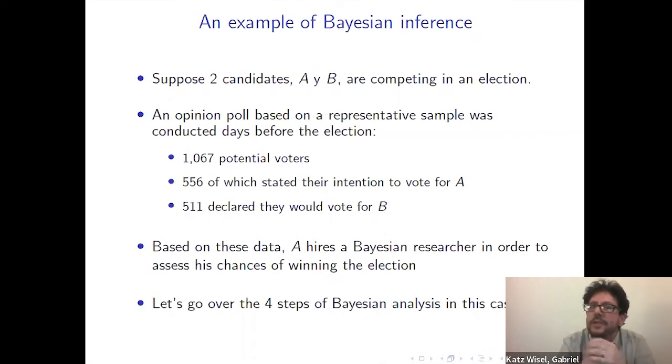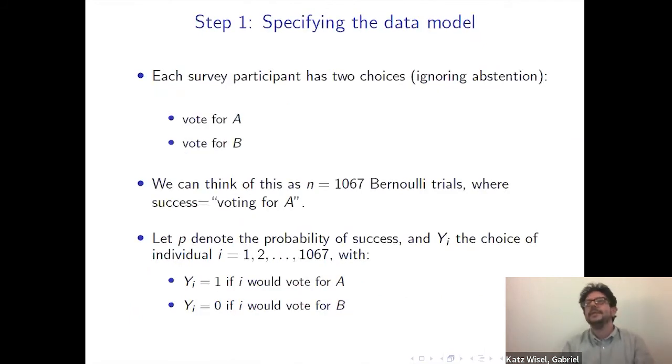So based on this data, candidate A hires a Bayesian researcher so that this researcher estimates the probability that A wins. Okay, so let's go over the 4 steps of Bayesian analysis in this instance. Step 1, as I mentioned, is specifying a model for the data.